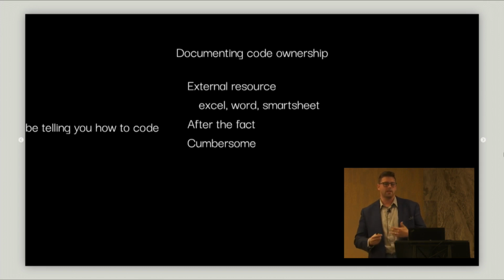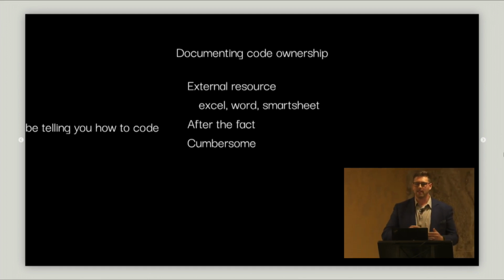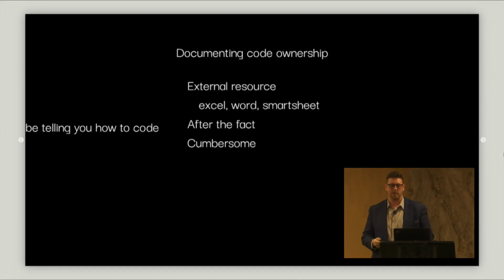So typically when you're documenting the code ownership, you're going to be using an external resource, such as Word, Excel, maybe Smartsheets. And this is really cumbersome because it's outside of your programming world. You have to take a minute and step out of it and go and record, oh, I updated this function on this date, and here's what happened. And that really just takes you out of your flow of programming.